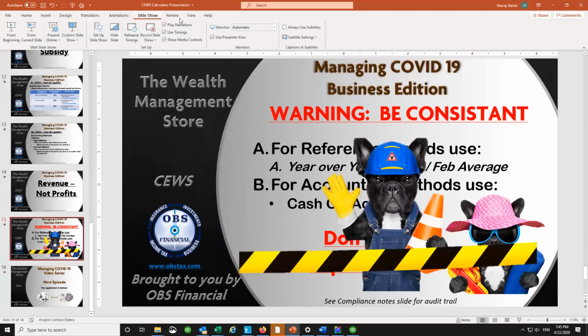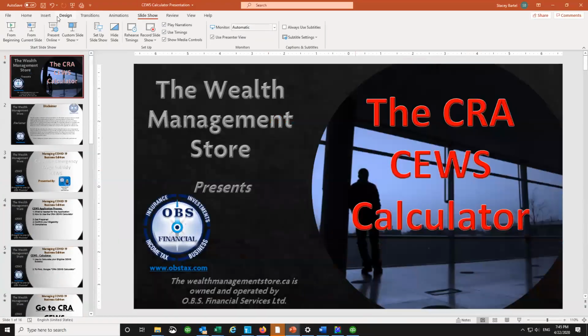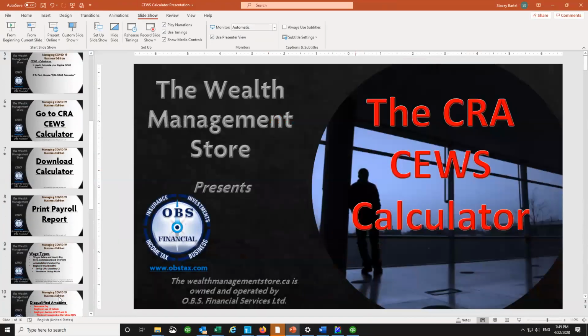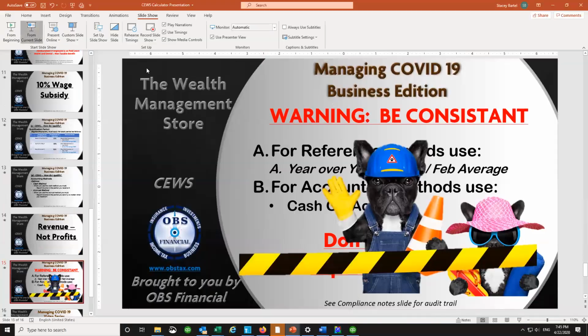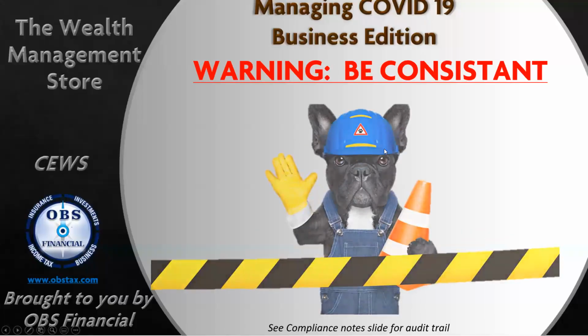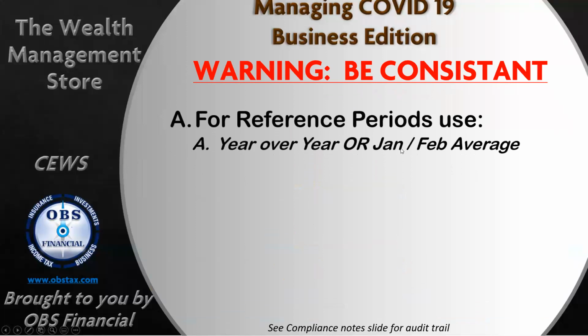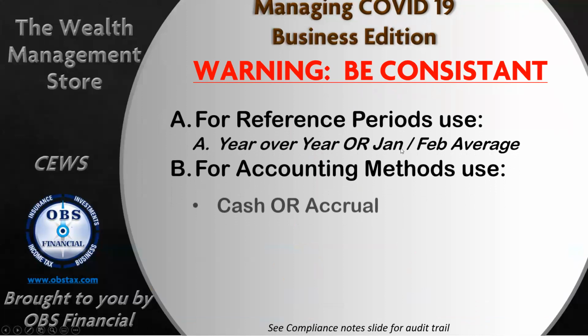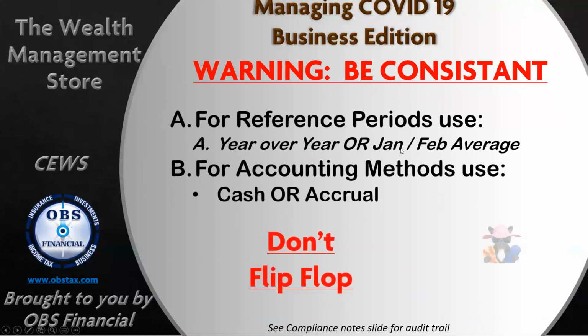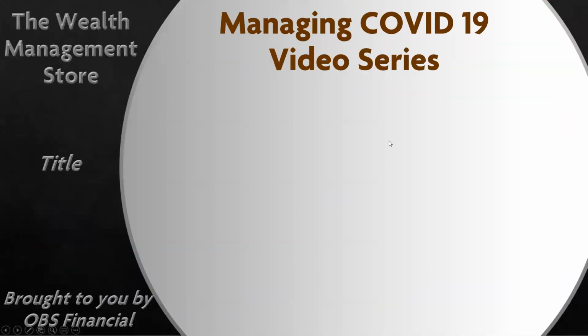Be consistent, right? You know, I like the slide. Oh, I can't show you that slide. So I can go back down here. I like the slide because I like the dog. But anyways, if you look at here, make sure you're consistent, right? For reference periods, make sure you're using year, or January, February average. And for accounting, either cash or accrual. Don't flip-flop. That's going to get you into trouble. All right. Let's move on forward.